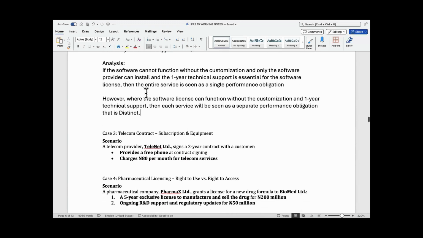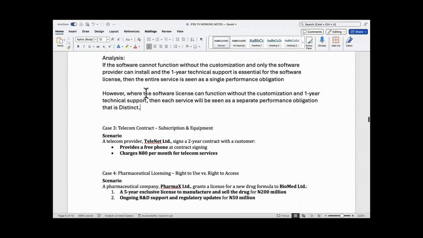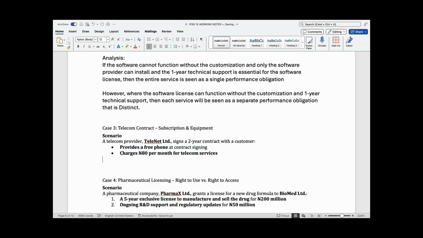Another scenario. We have a telecom provider, Telenet Limited, that signs a 2-year contract with a customer to provide a free phone at contract signing and charges 18 naira per month for telecom services.